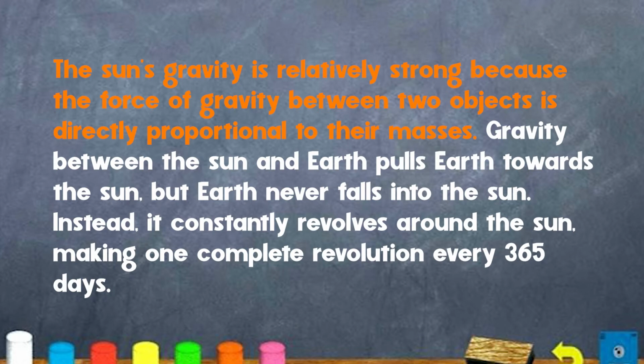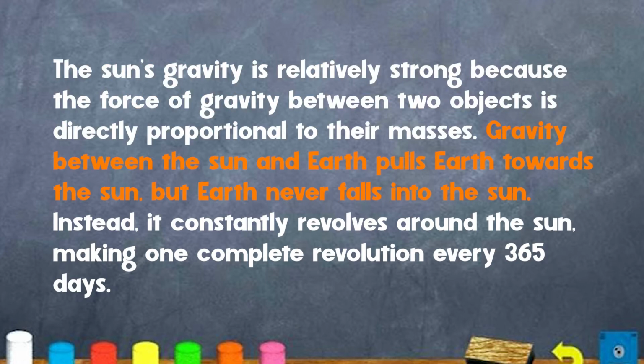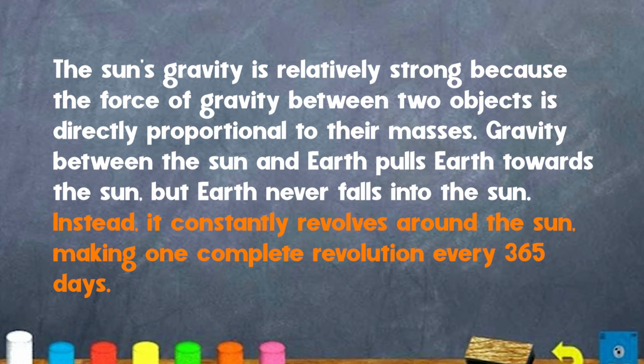The Sun's gravity is relatively strong because the force of gravity between two objects is directly proportional to their masses. Gravity between the Sun and the Earth pulls Earth towards the Sun. But Earth never falls into the Sun. Instead, it constantly revolves around the Sun, making one complete revolution every 365 days, hence giving us a year.